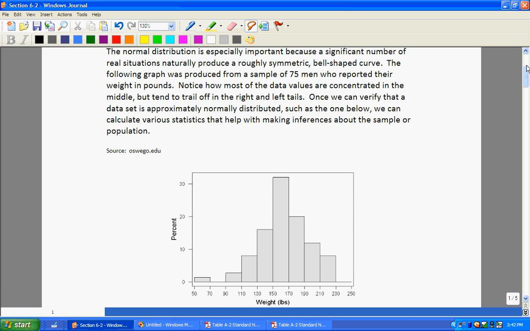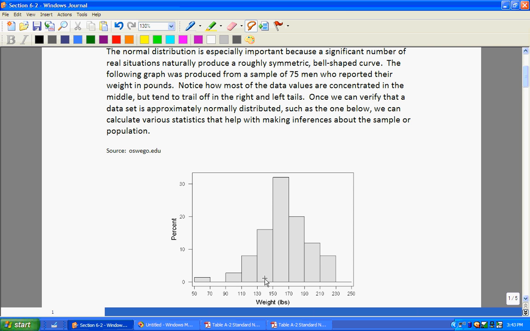Notice how most of the data values are concentrated in the middle, but tend to trail off in the right tails and left tails. So if we look at this, we see most men, for whatever this sample is representative of, are between 130 or so pounds to 190 to 210, most men. And then if you see in the tails, we have some men that are over that weight, 200 to 10, where some men might be under the weight of 130. So most men fall in that middle category, but as we tend to get to heavier weights or lighter weights, that's when we get smaller values, and we call those the tails. They start to thin out.